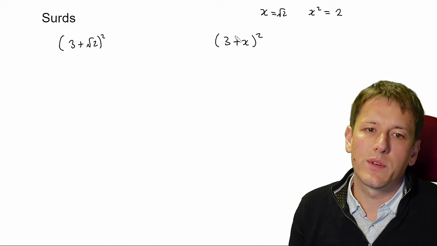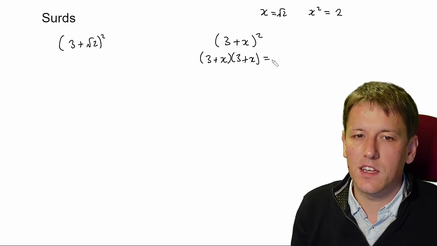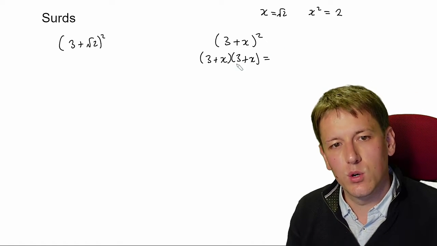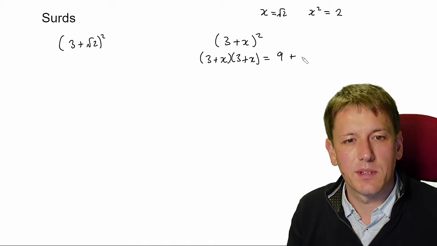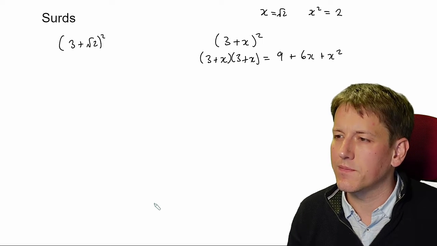Okay. So if I were to multiply out (3 + x) all squared, we remember it has to be (3 + x) times (3 + x). Maybe you've remembered the standard form for this by now, or if not, we can just multiply it out term by term. 3 by 3 is 9, plus 3x plus 3x gives us 6x, and then I get plus x squared.